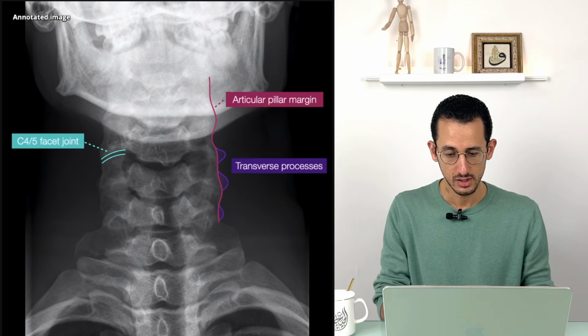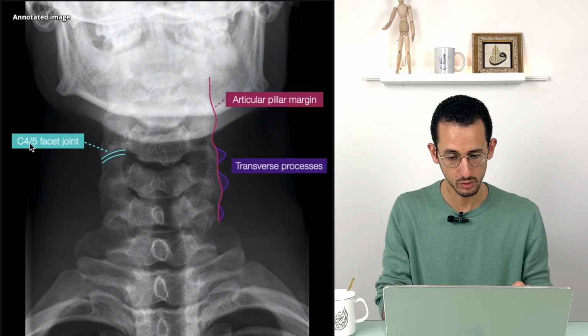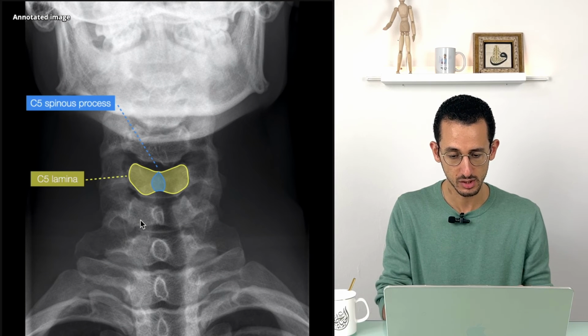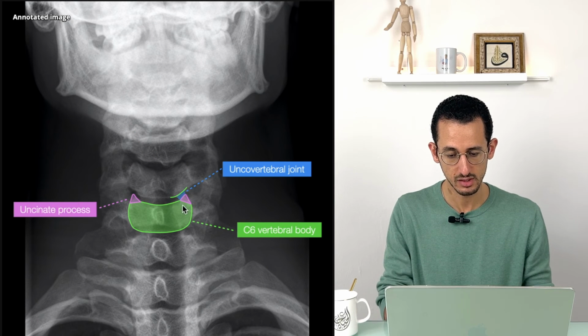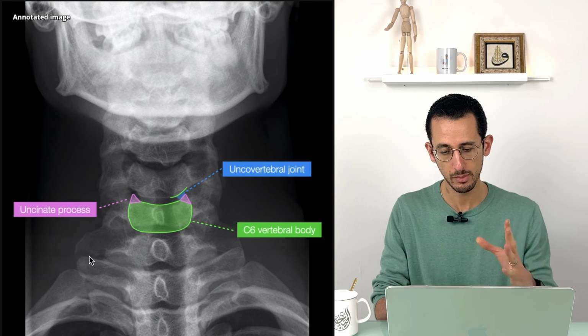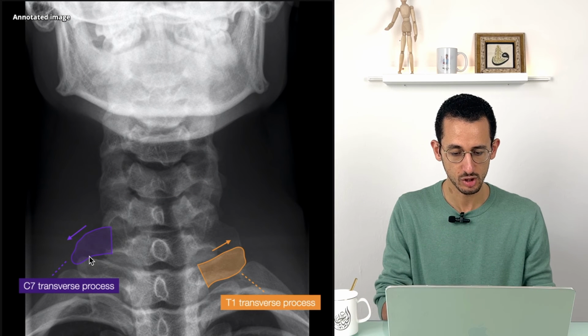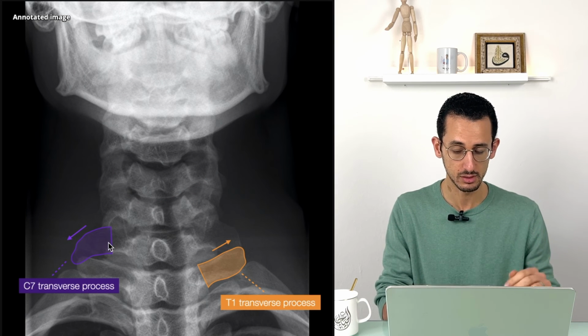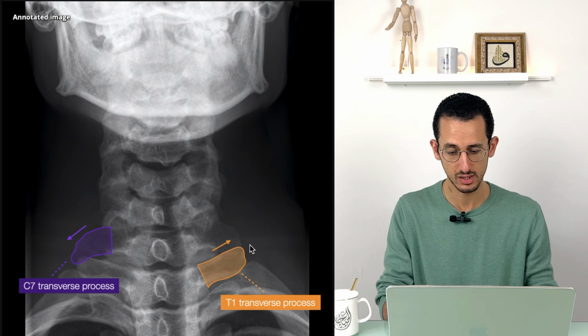Then looking at the AP imaging, you can see here the articular line and all of the transverse processes on the left side. This is the facet joint of C4-5. Again, you can appreciate that on the level below and so on. This is the spinous process in the middle, again on the level below and so on. And this is the C5 lamina. Here is the uncovertebral joint, this is the body of C6, and this is the uncinate process. Don't worry much about this bit. And this is the C7 transverse process, which points downward, and this is the T1 transverse process, which points upward.